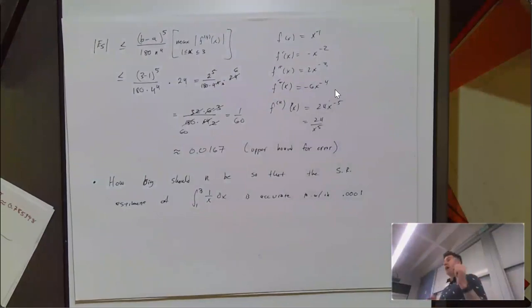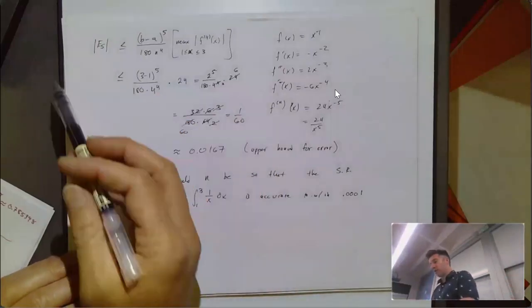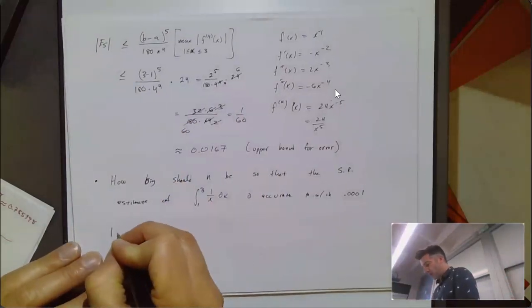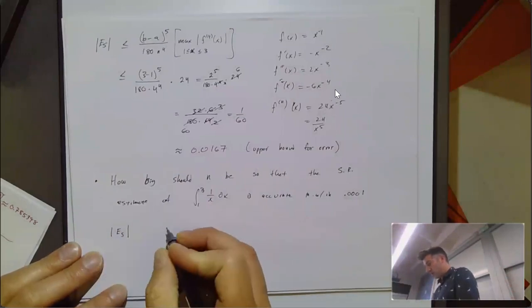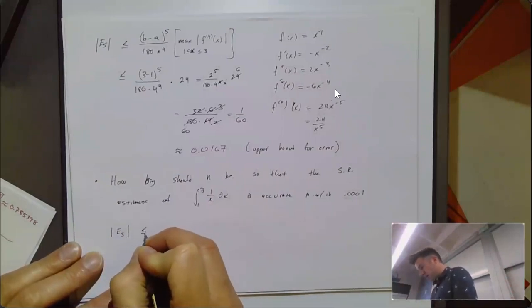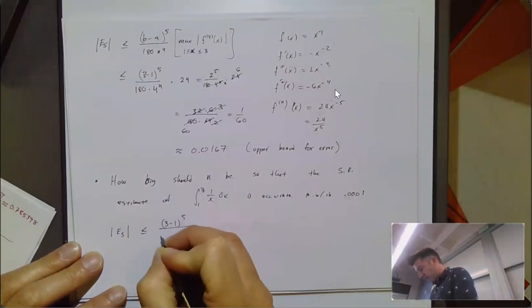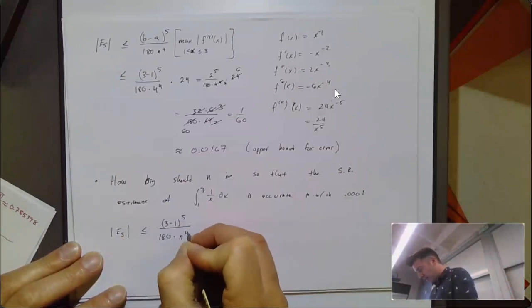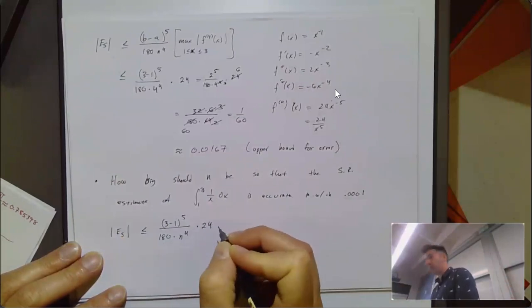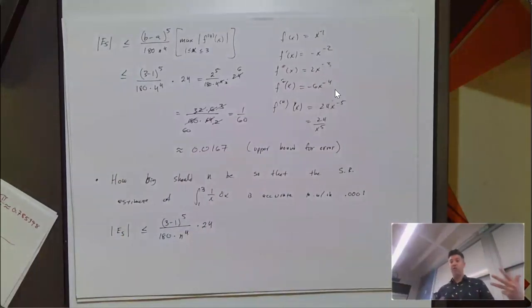So again, we're not actually going to find the actual n value because we don't know, right? I mean, we could keep trying bigger and bigger values of n and then calculating the area and then calculating the exact error, because we can calculate the exact error here. But the idea is we're going to use this error formula and say, okay, we want this error formula, which we know is less than or equal to (3 minus 1) to the fifth over 180 times n to the fourth times 24, right? We actually did this work already, so we don't need to do it again.